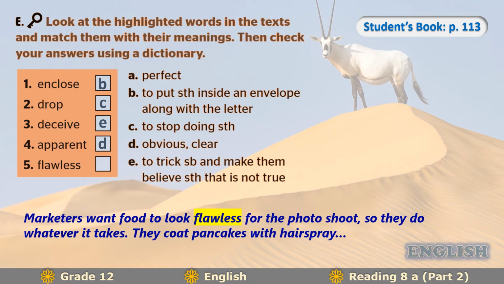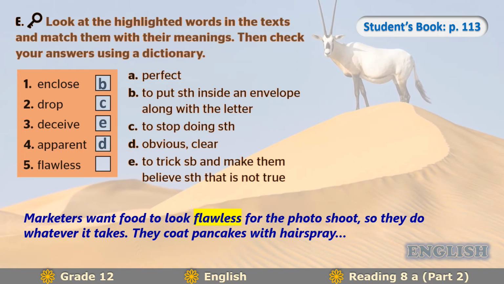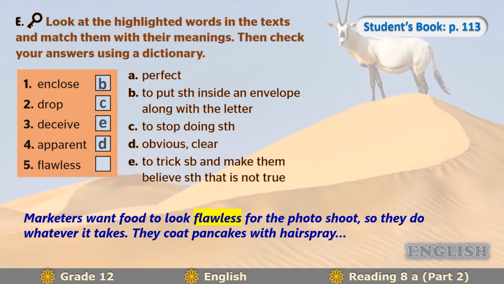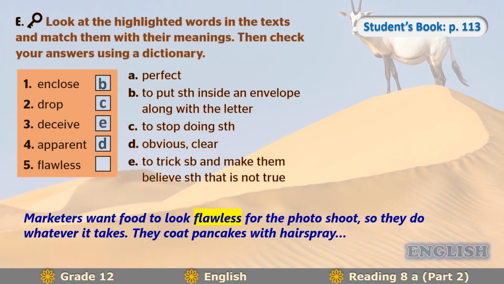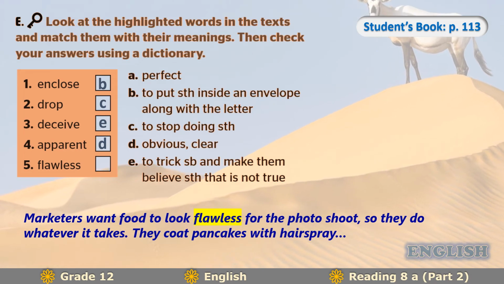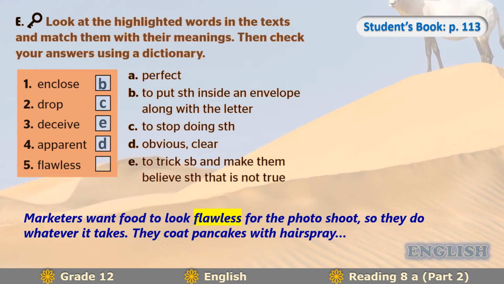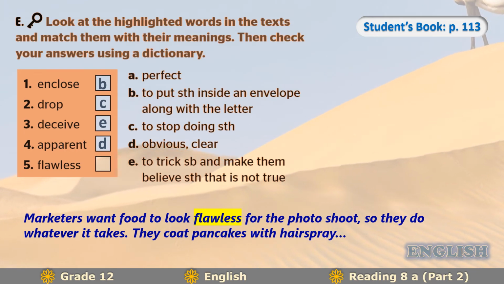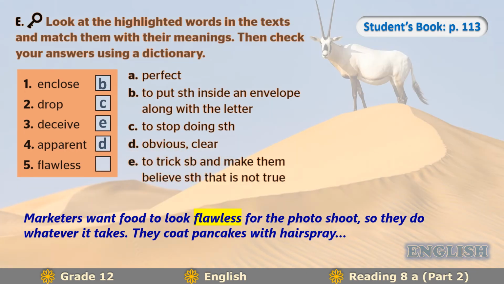And now with the last word to guess its meaning from the context, the word is number 5, flawless. And the context says marketers want food to look flawless for the photo shoot. So what do you think the marketers want the food to look like? Of course, marketers would want the food to look perfect for the photo shoot. So of course our answer here is going to be letter A, which is perfect.